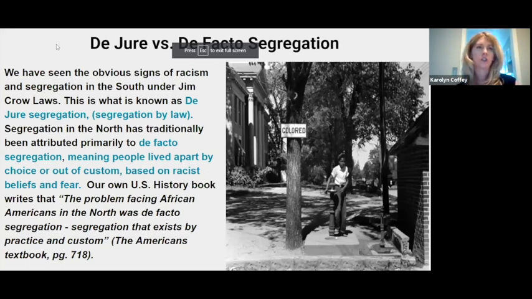It's important at this time then to go over and review with kids the difference between de jure and de facto segregation. And often, particularly in our history book, de jure segregation is regulated to the South, right? Those Jim Crow laws, the separate drinking fountains, the separate seats on the bus, the separate by law areas where African Americans live and where whites live. But then when we get to the North, I have this quote from our US history book. It says, the problem facing African Americans in the North was de facto segregation, segregation that exists by practice and custom.